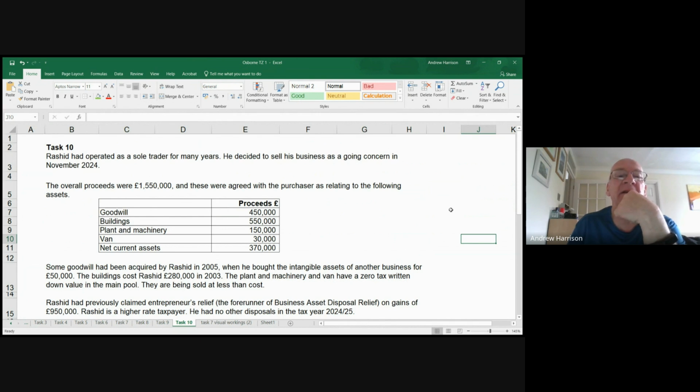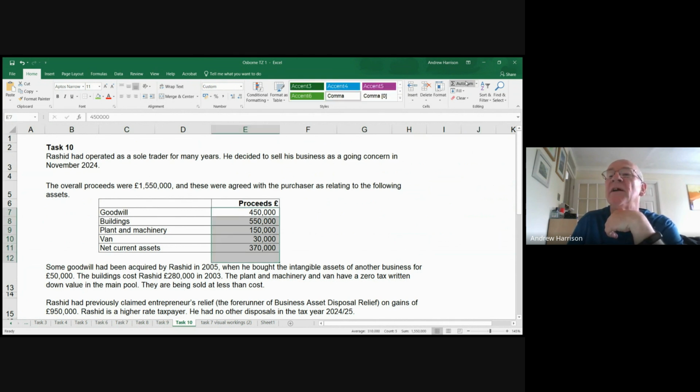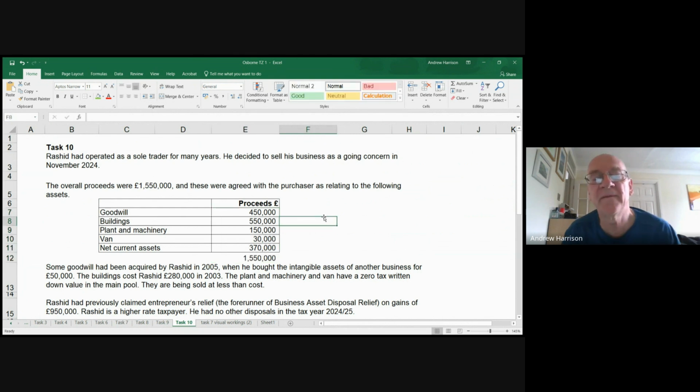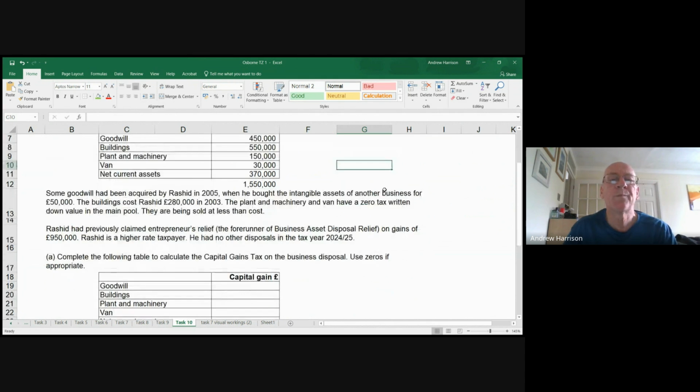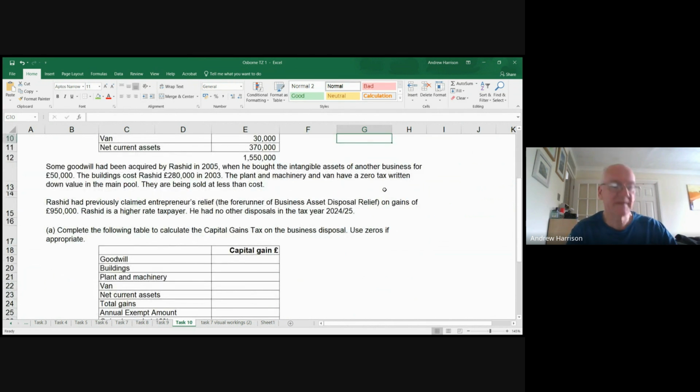So read carefully. Sole trader, many years. He's selling his business as a going concern. Overall proceeds 1,550,000. It doesn't actually show you in the question, but that's where the 1,550,000 comes from. Some of it's goodwill, buildings, plant and machinery, van, and net current assets. So we've got some goodwill that has been acquired by Rashid in 2005 when he bought the intangible assets of another business for £50,000. Well, that solves our problem.